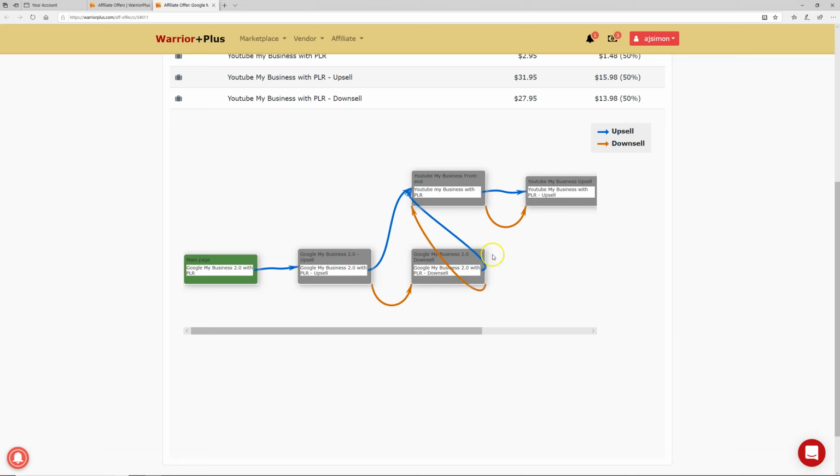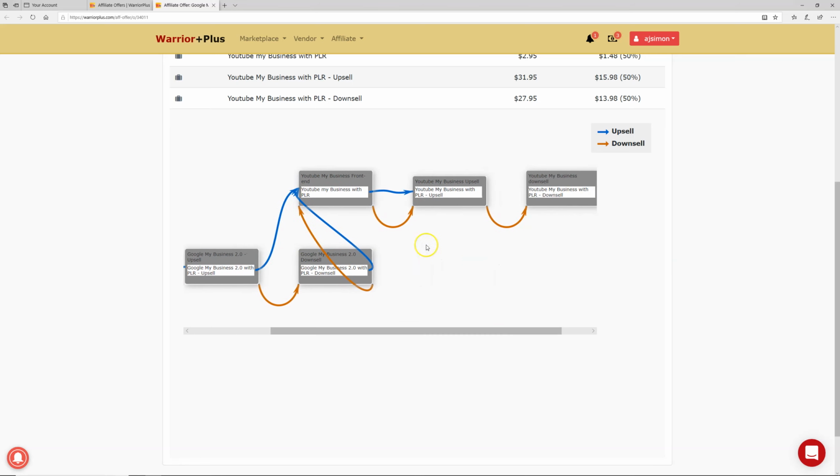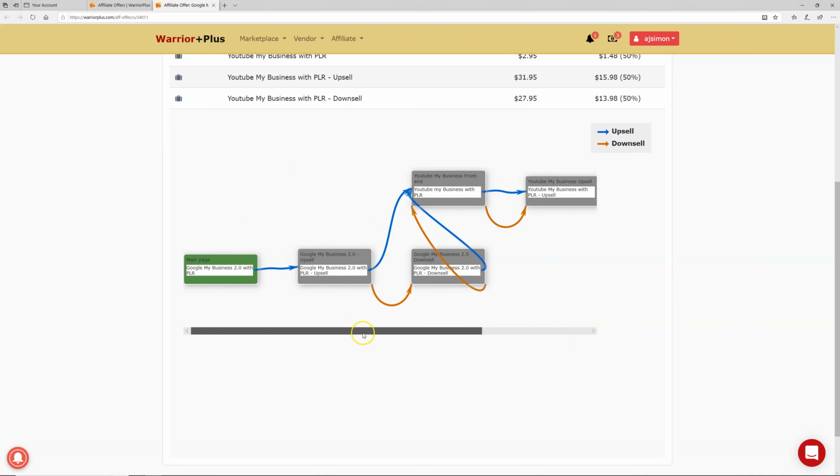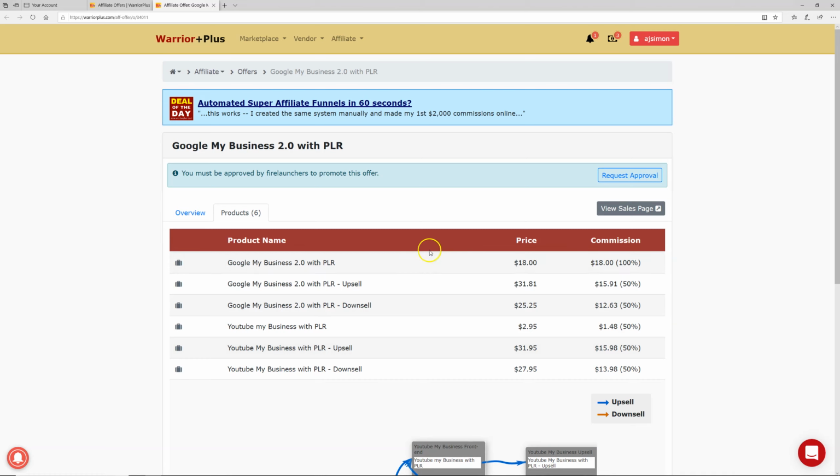No goes to the downsell. No and yes goes up. That's what you want to see. And then yes and no to the next, and then no to the next. So this one's okay. It's not as good, but it's got the yes and no's in there.